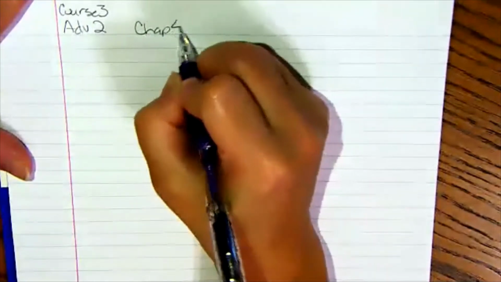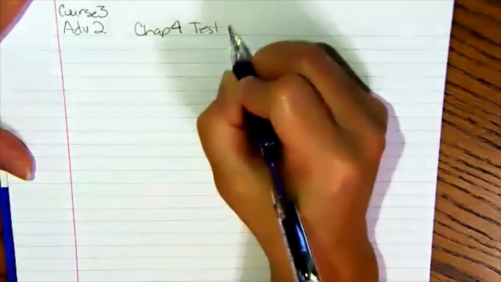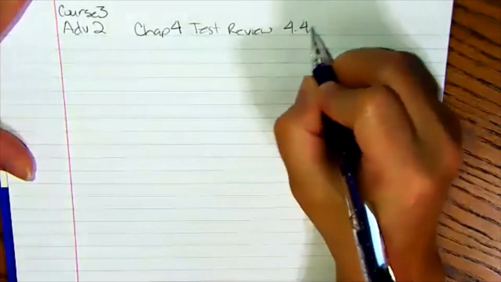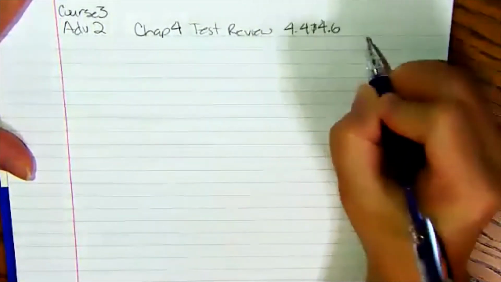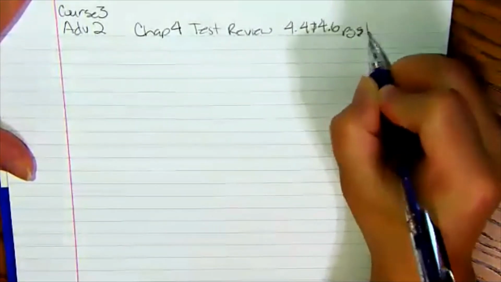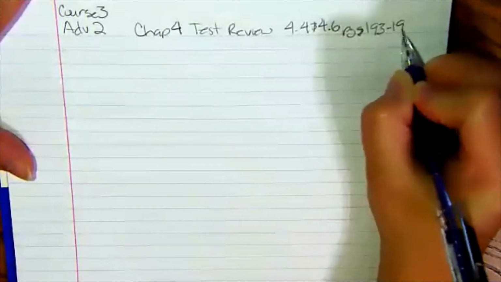Okay, if you are in 7 Excel, we are working from the Advanced 2 textbook. If you are in Math 8, we are working from the Course 3 textbook. We are doing the Chapter 4 test review, 4.4 and 4.6, which can be found on pages 193 and 194.